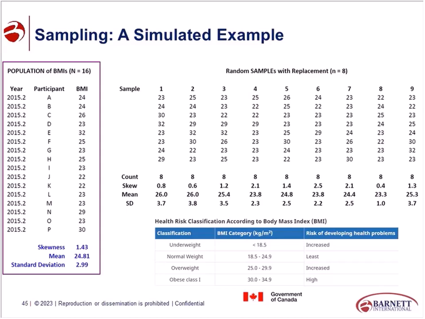Everybody in my class measured the BMIs. BMIs, as you can see here, range from 24 to 30, with the average BMI of 24.81. That is the true value. That's the population value, 24.81 with a standard deviation of 2.99. That's based on all 16. So that is the truth.